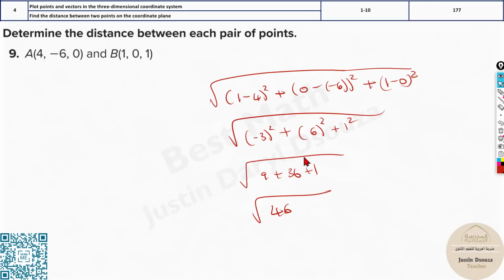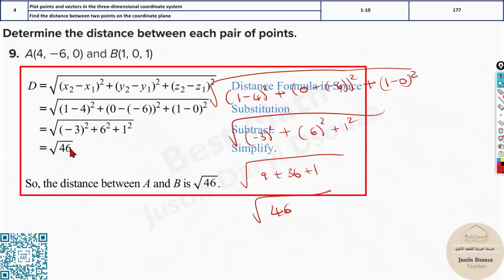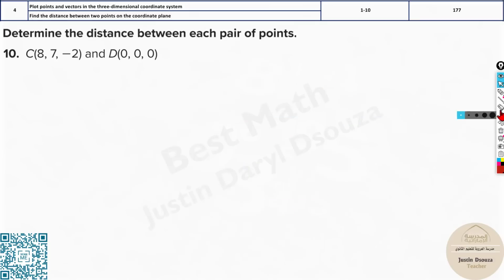It's very close to 7, 6 point something. So square root 46. And lastly, we have got this problem here. Now instead of writing 0 minus, I'll just change this. I'll take this as x1, y1, z1, x2, y2, z2. That's absolutely fine. You can interchange the points, right? So I'll write 8 minus 0 the whole square, x2 minus x1. You can write 0 minus 8. It's the same thing. When you square it, negative 8 becomes positive 8.